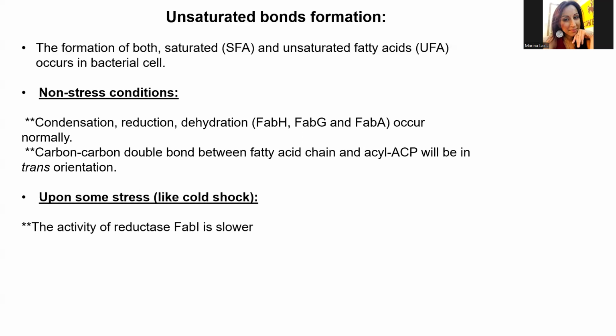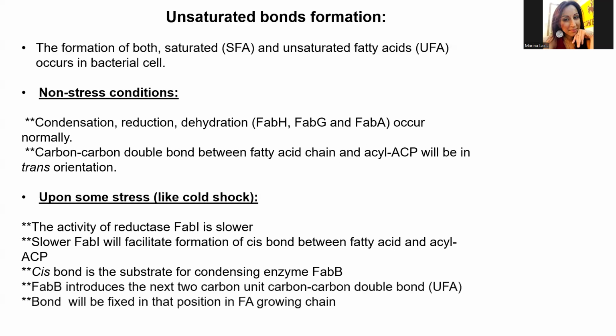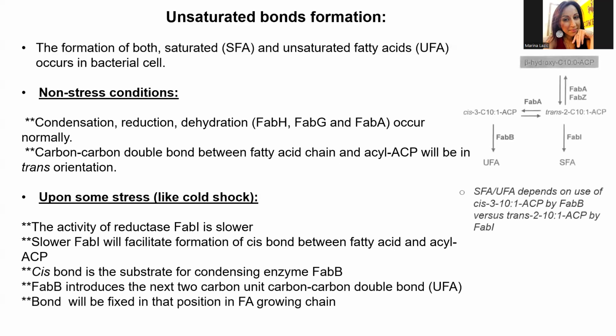When some stress happens, usually some sort of cold shock, FabI activity becomes slower. When activity of FabI is slower, that facilitates formation of a cis bond between fatty acid and acyl carrier protein. So this is where the cis bond will occur, and the cis bond is a substrate for another Fab enzyme called FabB. And FabB will now introduce the double bond, fixed in position in the growing fatty acid chain.